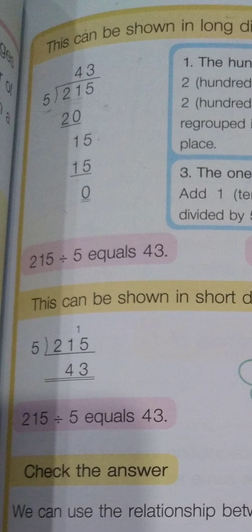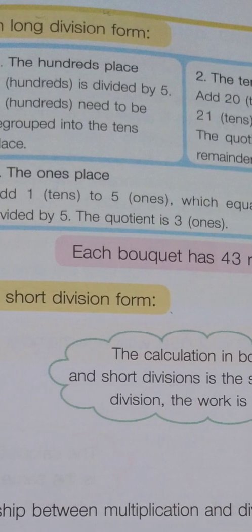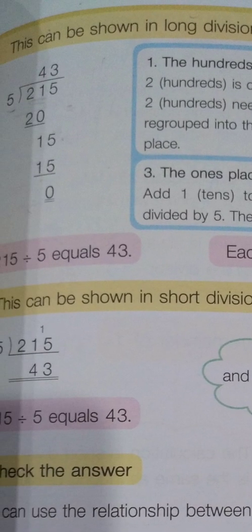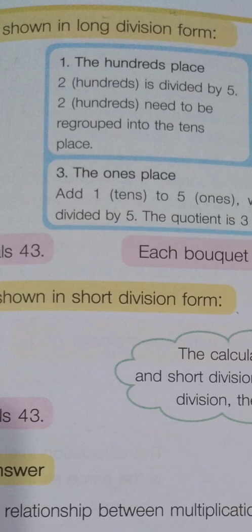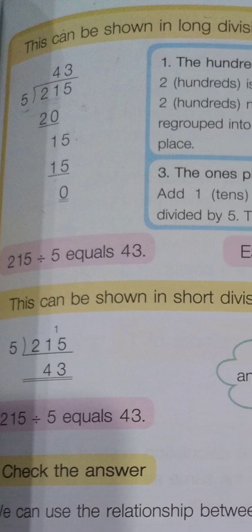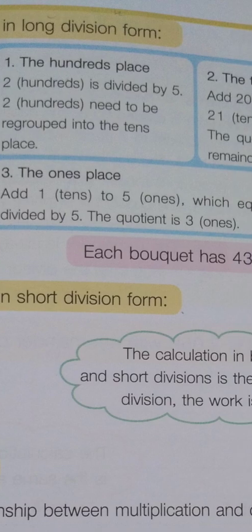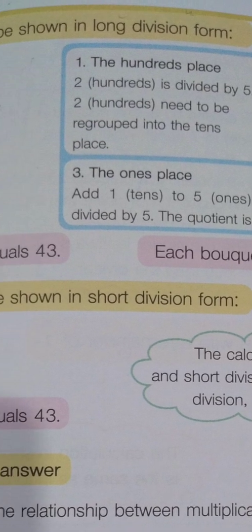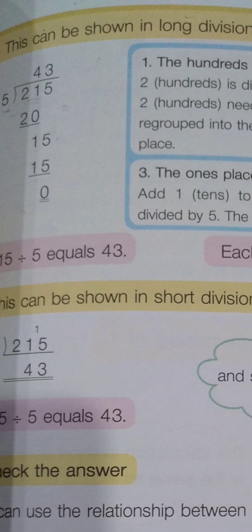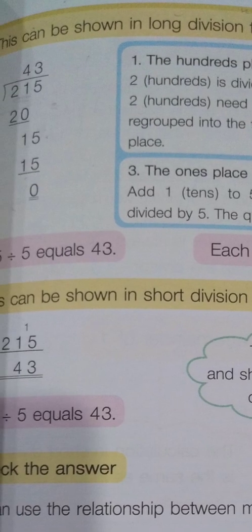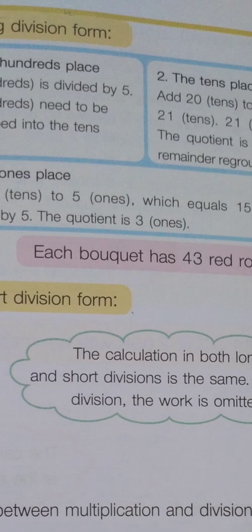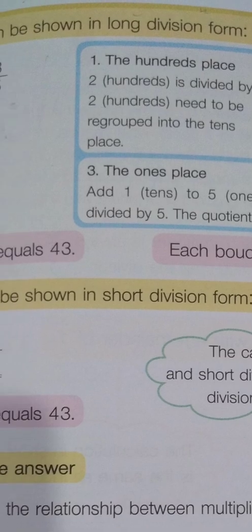So we bring down 5 there, which equals 15 ones, and then divide by 5. 15 divided by 5 is equal to 3. 3 times 5 is equal to 15. And then 15 minus 15 is equal to 0. The quotient is 3. So 215 divided by 5 equals 43. Each bouquet has 43 red roses.